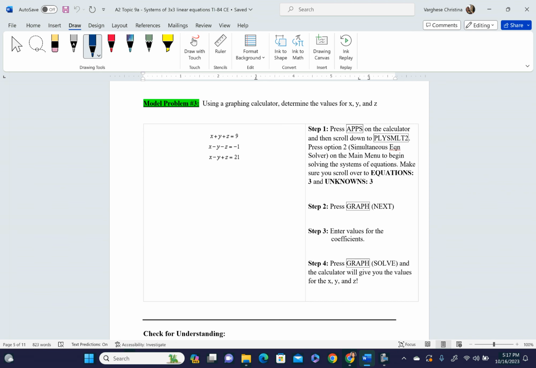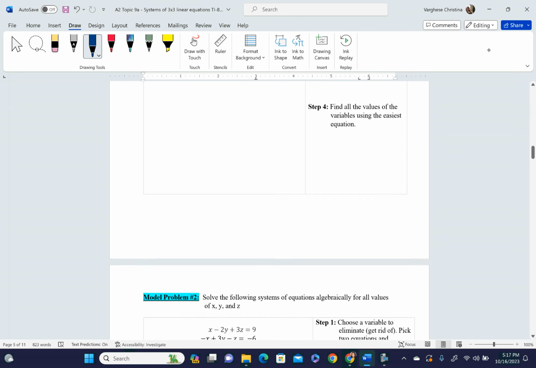We would have gone through this in class. So what are you plugging in? You're plugging in a 1, then a 1, then a 1, and then a 9. Here you're plugging in a 1, a negative 1, a negative 1, a negative 1. Here you're plugging in a 1, a negative 1, a 1, and 21. And then you just literally hit graph, which is next, and then hit solve. Once you do that, it'll give you the values for X, Y, and Z.